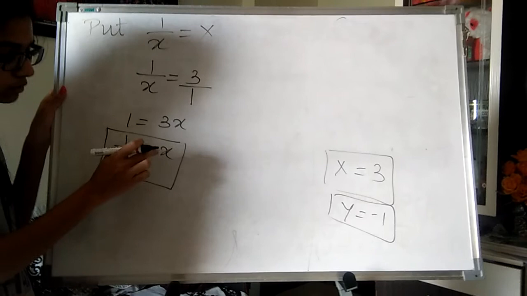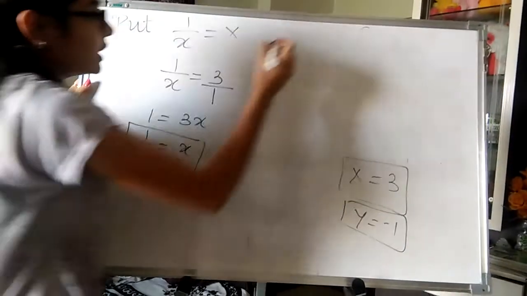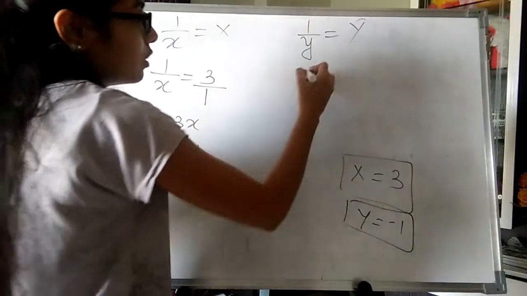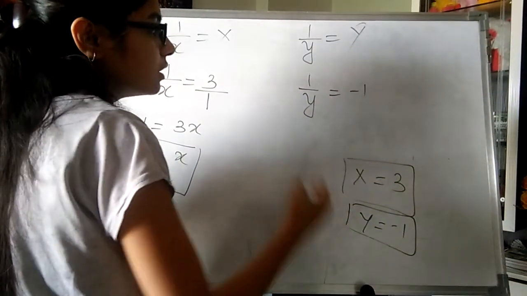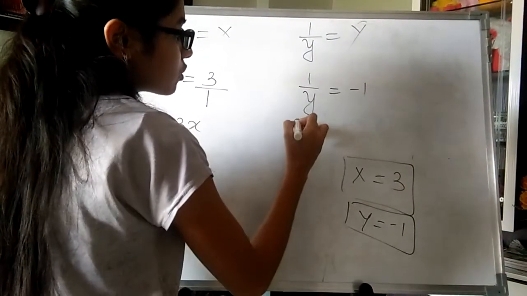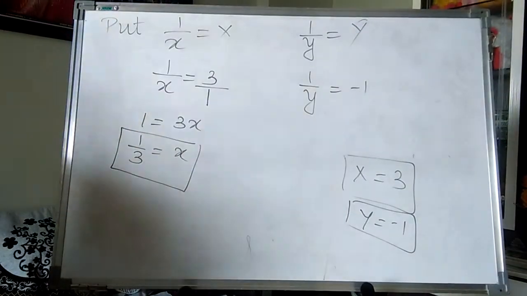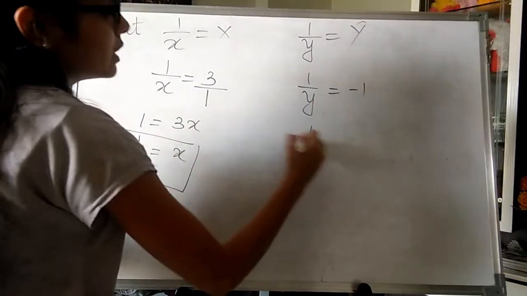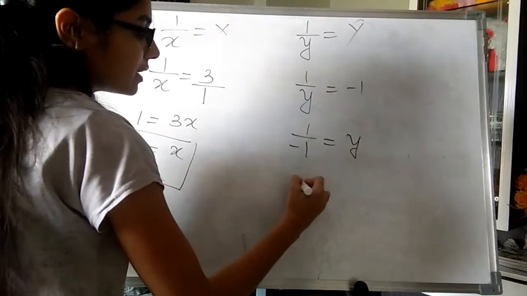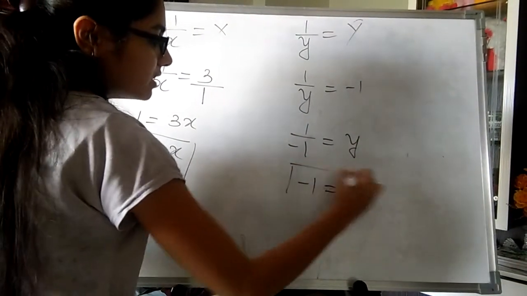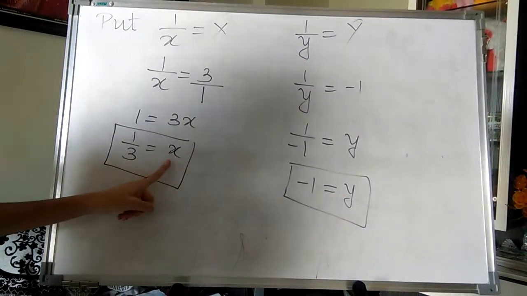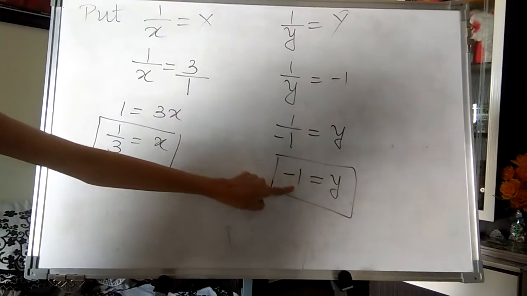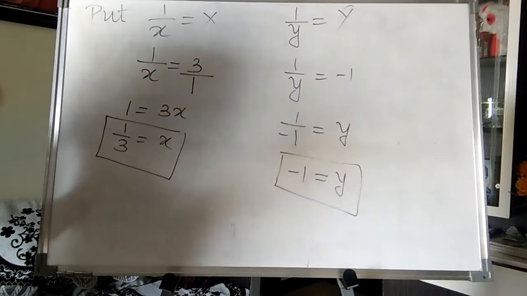This is the value of one of the roots of equation 1 and 2. Again 1 upon small y was capital Y, and your capital Y is minus 1. So put capital Y as minus 1. Same thing applies here. Y will be shifted here, cross multiplication. So you will get 1 upon minus 1 is small y. That is 1 upon minus 1 implies minus 1. So small y is minus 1. So this is the value of x, root of equation number 1 and 2. Second root of equation 1 and 2 is y is equal to minus 1. These are the real roots of your equation number 1 and 2.